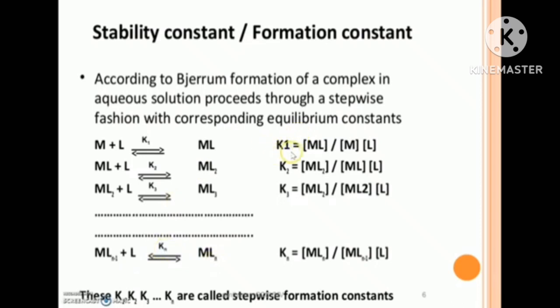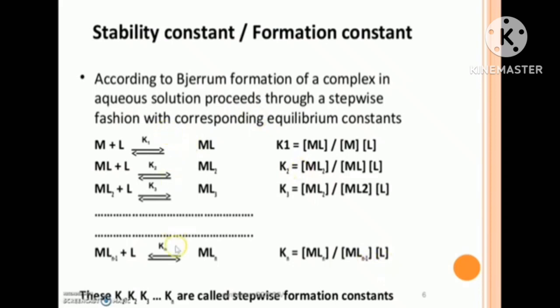Here also we can write K1 as concentration of ML divided by concentration of M into concentration of L, and K2 is equal to concentration of ML2 divided by concentration of ML into L, and K3 is equal to ML3 divided by ML2 into L. And the last step, Kn is equal to MLn divided by MLn-1 into L.